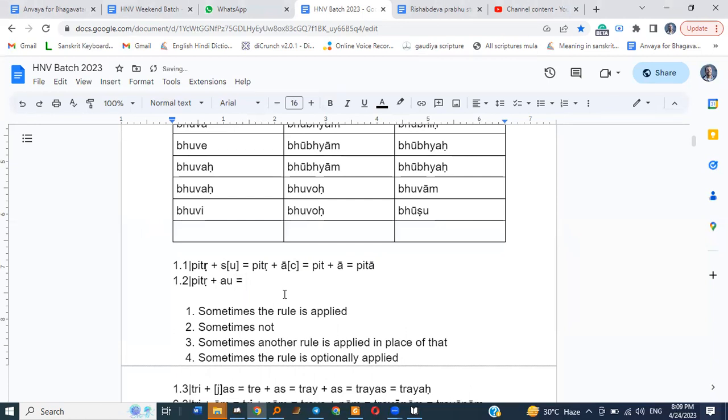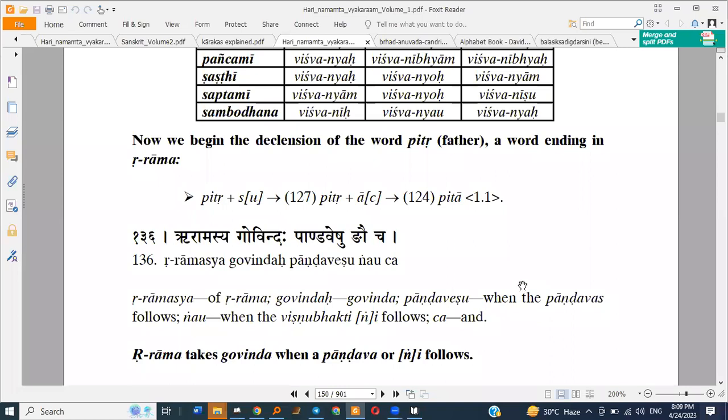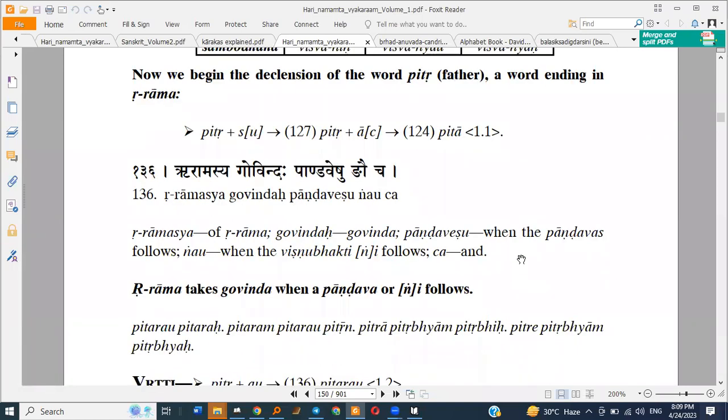Pitri Yukta. The sutra says, Ri Ramasya Govindaha Pandaveshu Naucha.